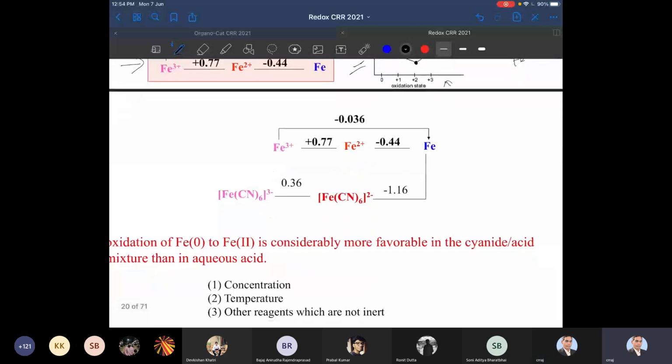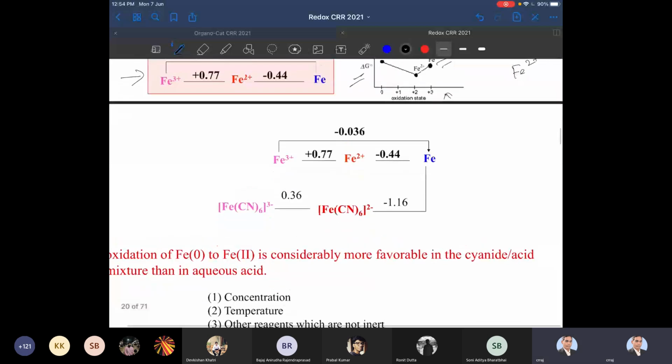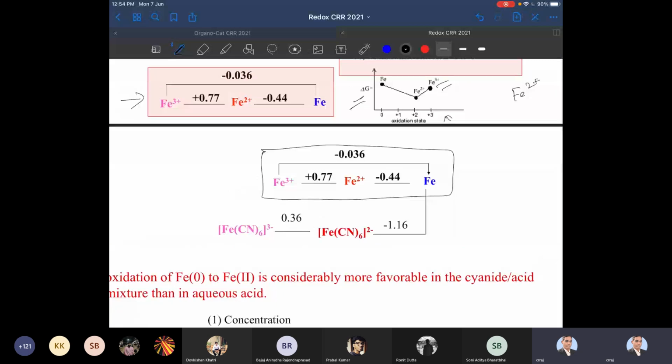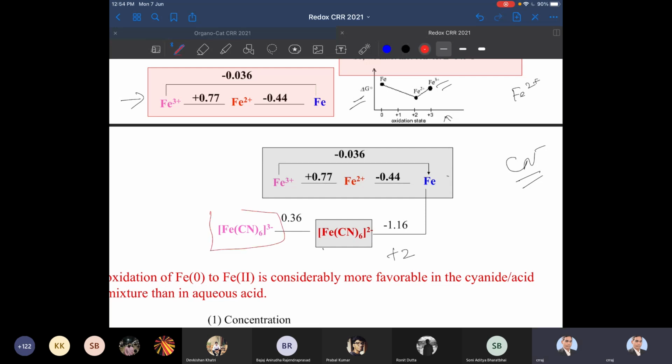Now we look at here. Whatever I have shown here, I am repeating, right? Not new. The red color rectangular box and the black color rectangular box, both are same. Now, as I said, I am bringing CN minus. That's a ligand. Here it is a strong field ligand. Now, what's happening? You have your Fe(CN)6 2 minus. The oxidation state remains +2. On the other hand, here you have your Fe3+ oxidation state, but it is a different complex.